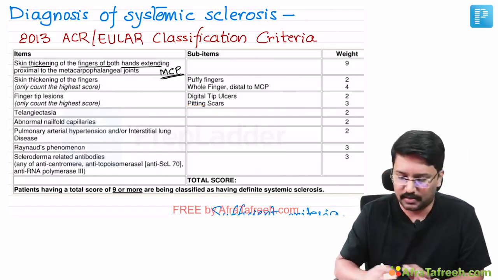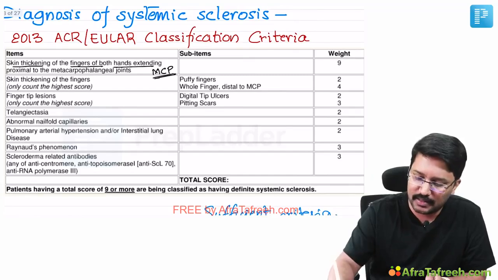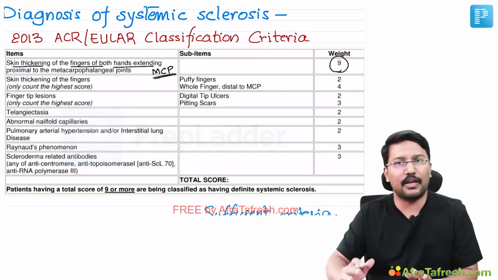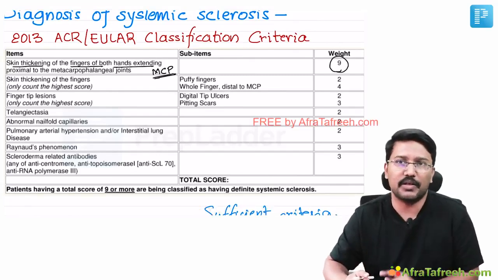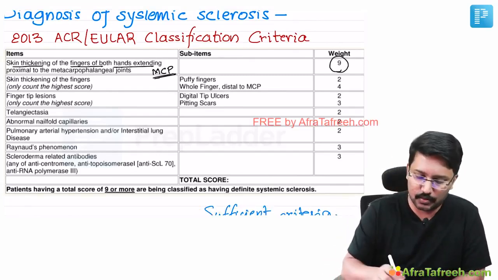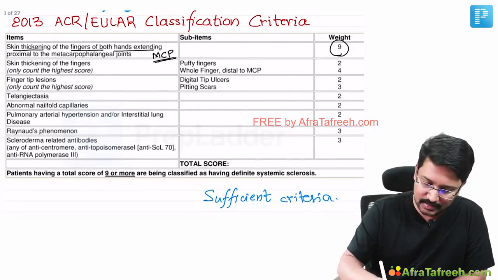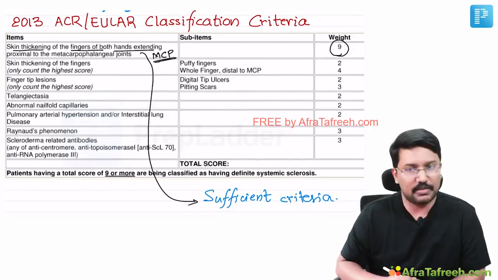This is known as sufficient criteria, right? If this criteria is met, that gives the 9 points to the patient, and that alone is enough for the diagnosis, classification of the case as systemic sclerosis according to the ACR-EULAR 2013 criteria. This is exactly what is known as sufficient criteria.